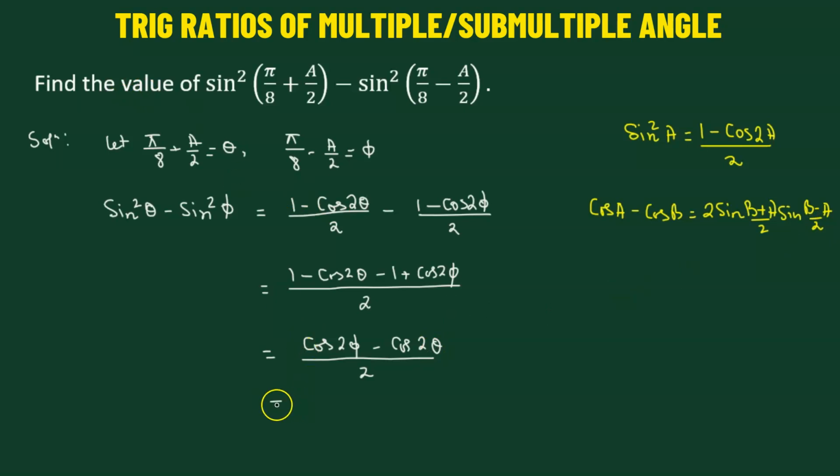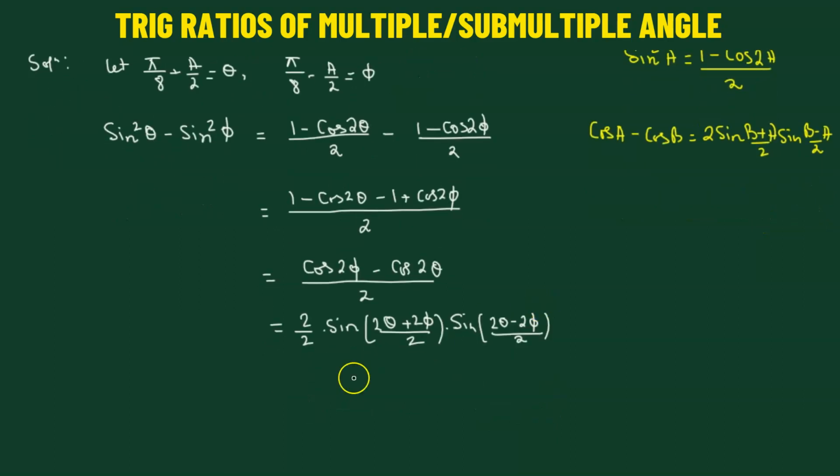Then we should get 2. We already have a 2 in the denominator, so we get 2 over 2 multiplied by sine of angle (B plus A), so that's 2 theta plus 2 phi over 2, multiplied by sine of angle 2 theta minus 2 phi divided by 2. Let's further simplify, and that will be equal to sine of (theta plus phi) multiplied by sine of (theta minus phi).